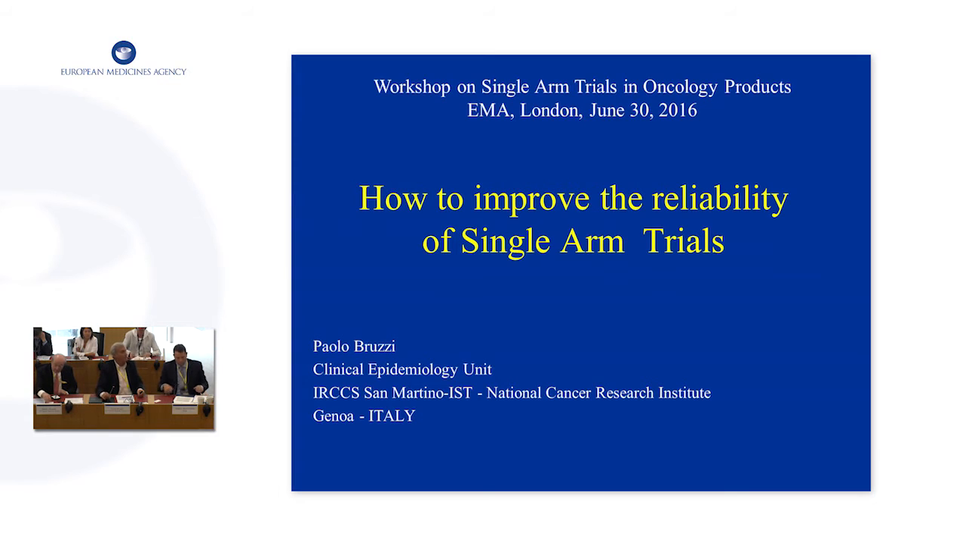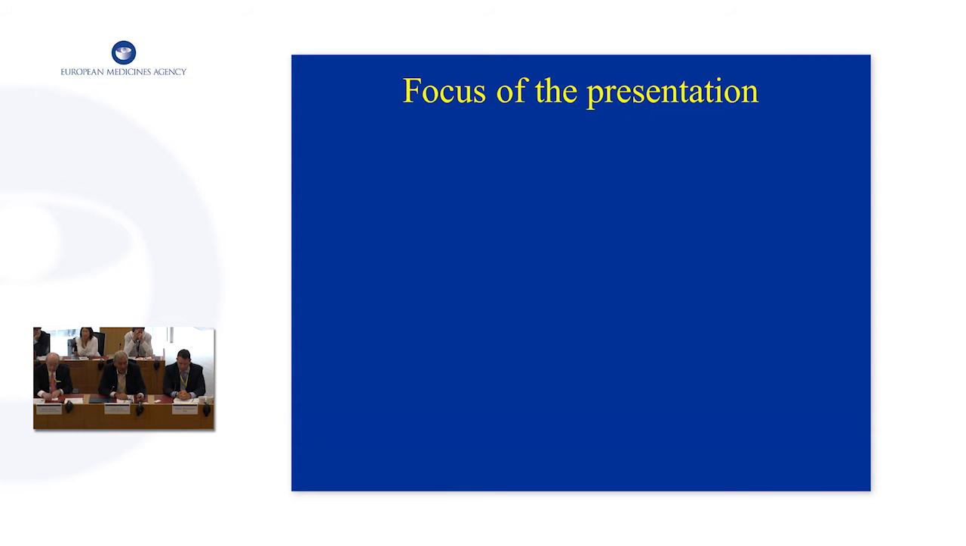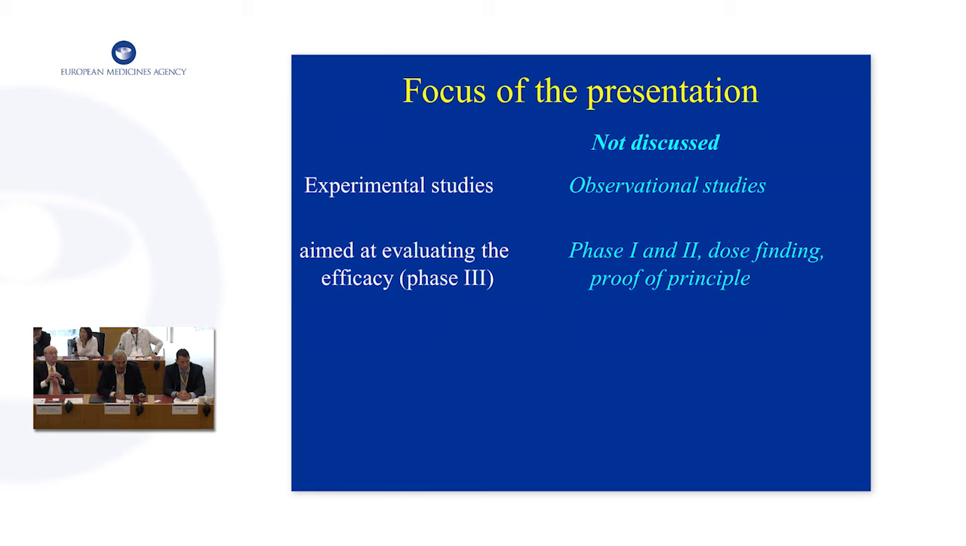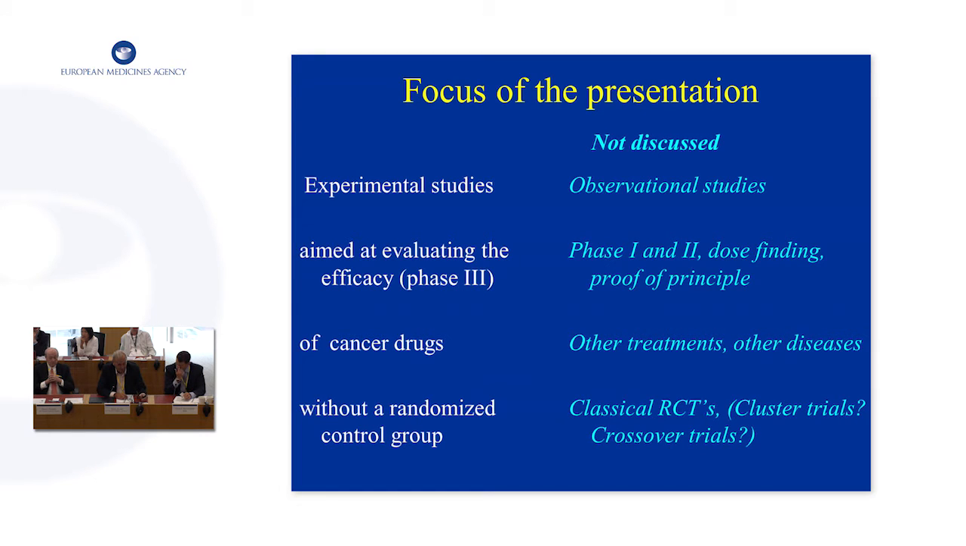Can we improve the reliability of single-arm trials? Well, let me start by saying that I agree on the criteria Dr. Blumenthal presented for non-randomized single-arm trials, and I will not discuss any further that issue. I will focus on experimental studies aimed at evaluating the efficacy of drugs with these phase 3 trials. I will not discuss phase 1, 2, those finding proof of principle studies or observational studies of cancer drugs. Will not discuss other treatments or other disease without a randomized control group.